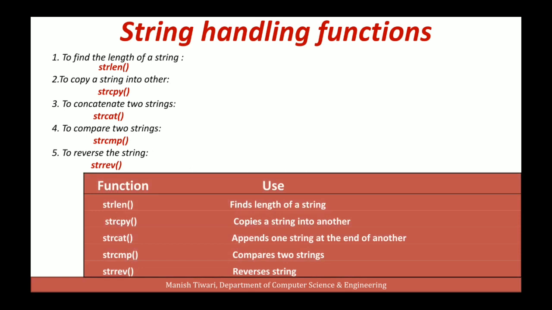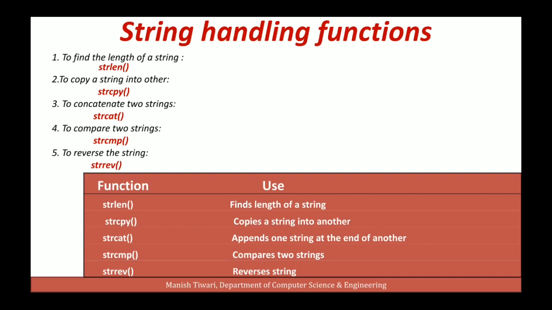So here are the library functions. strlen is to find the length of a string, strcpy is to copy a string into another string, and strcat is used to join two strings. It is also called concatenation of two strings. strcmp is used to compare two strings, and strrev is used to reverse a string. So these are some string handling functions which we are going to discuss.